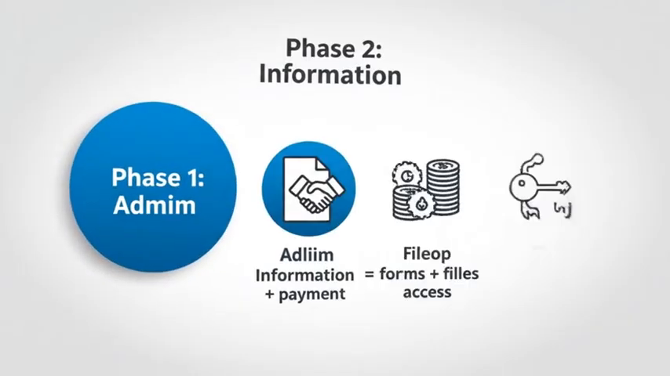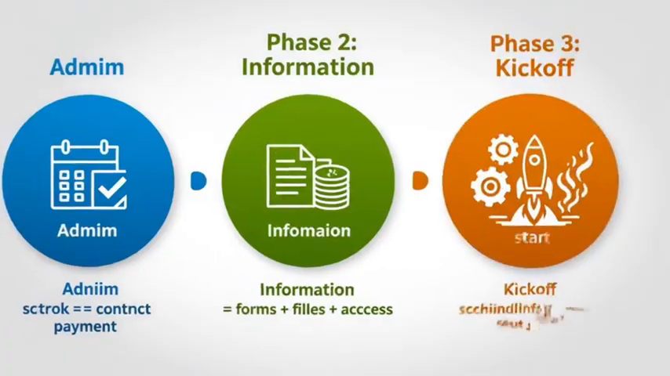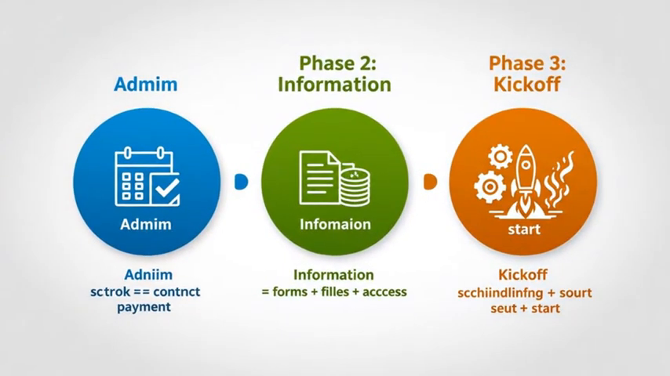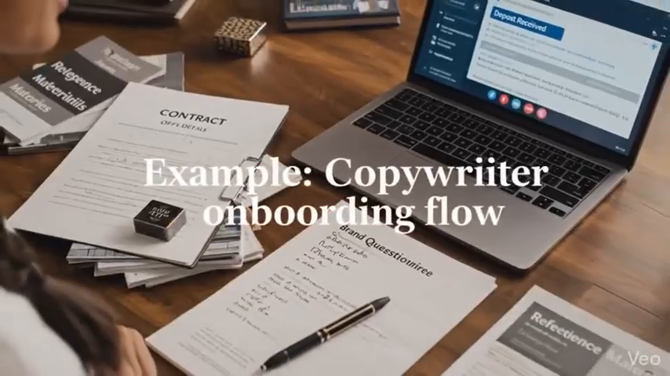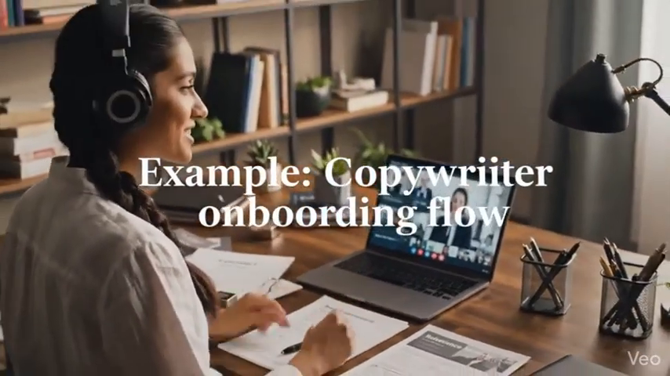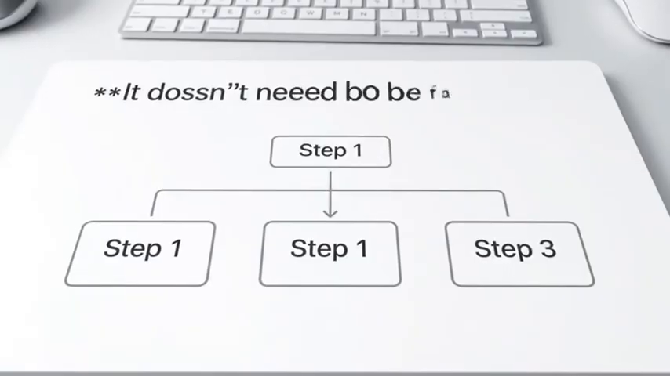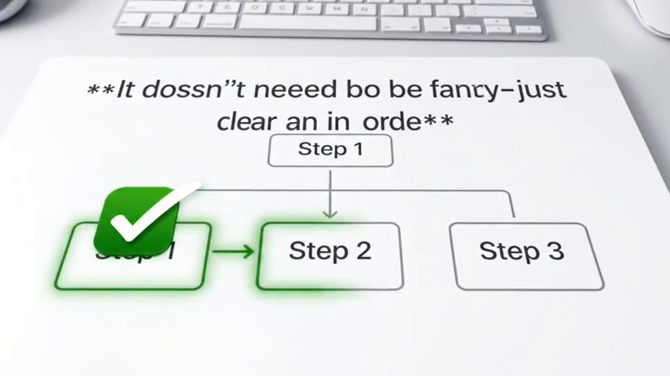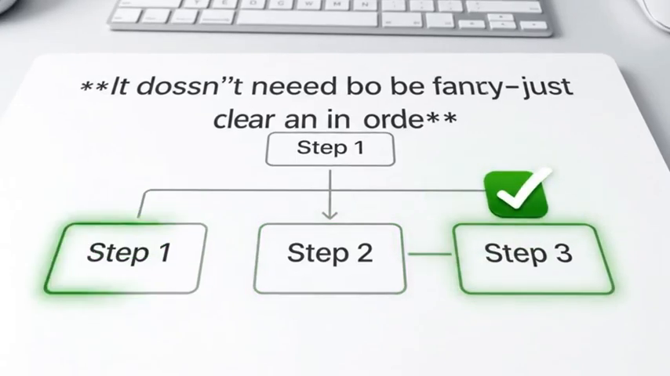Let's use a copywriter as an example. Their onboarding might include contract and deposit first, then a brand questionnaire, then collecting offer details and reference materials, then creating the client workspace, and finally, scheduling a strategy call. The important thing is not making it fancy. The important thing is putting the steps in the right order, so nothing gets missed.